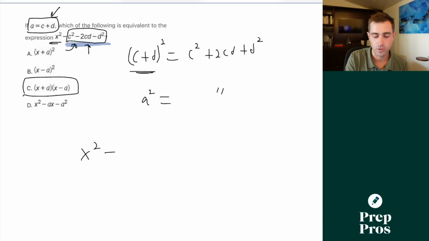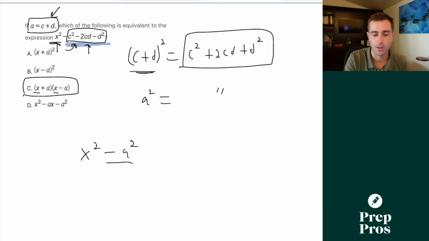That's our difference of squares. That's going to give us x squared minus a squared. x times x gives us our x squared. We know negative a squared is going to give us negative of this entire expression, and that will give us our minus c squared minus 2cd minus d squared. Really, really hard to spot.